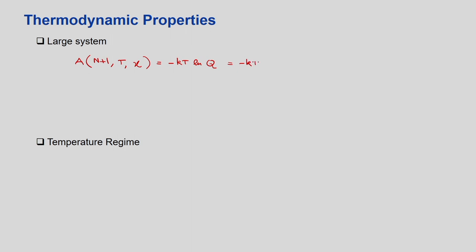This will be minus kT ln of 2 cosh of the coupling over kT, to the power of n. I am doing some mathematical adjustment: I am taking n outside, minus n kT, because there is a log here.